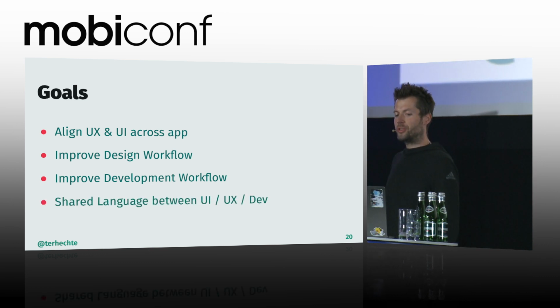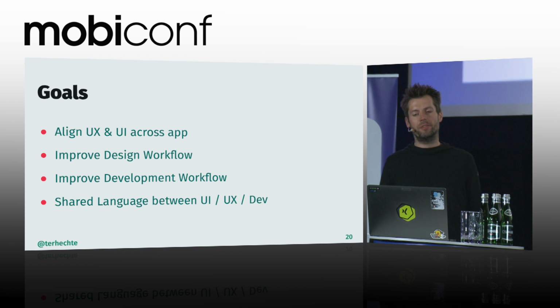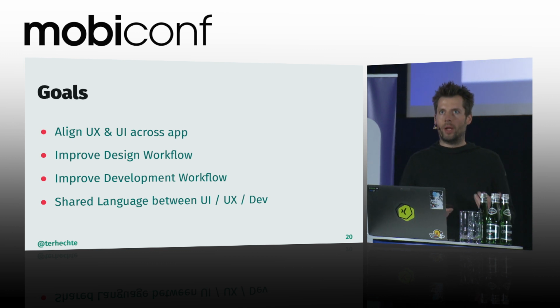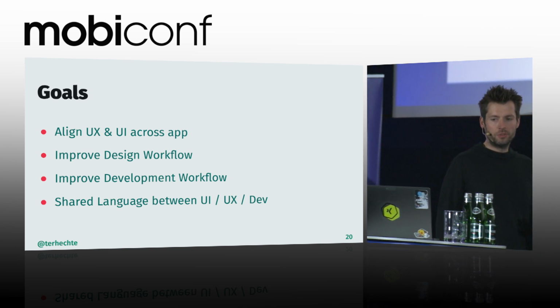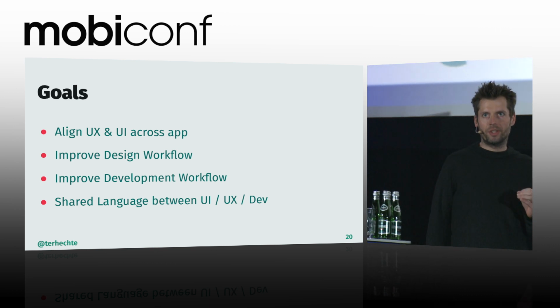Finally, it also defines a shared language between UI, UX, and development. And if you ever had a problem discussing with the designer what it actually was that he wanted, or trying to figure out what in his design the margins were and the paddings and so on, then the goal of design systems is to remove this friction so that it's really easy for you to understand what it is that the designers want.